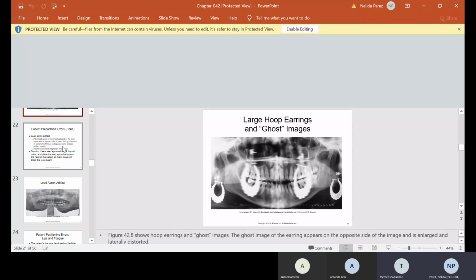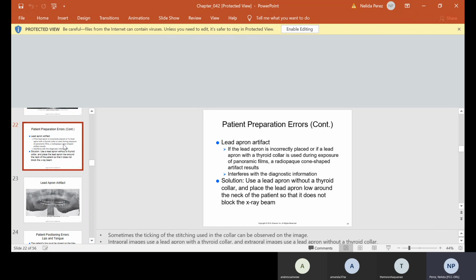It is not a good x-ray. Exactly. It is not a good x-ray. So the other problem that we have is a lead apron artifact. If the lead apron is incorrectly placed, or if a lead apron with a thyroid collar is used during exposure of panoramic films, a radiopaque cone-shaped artifact results, and it interferes with the diagnostic information.